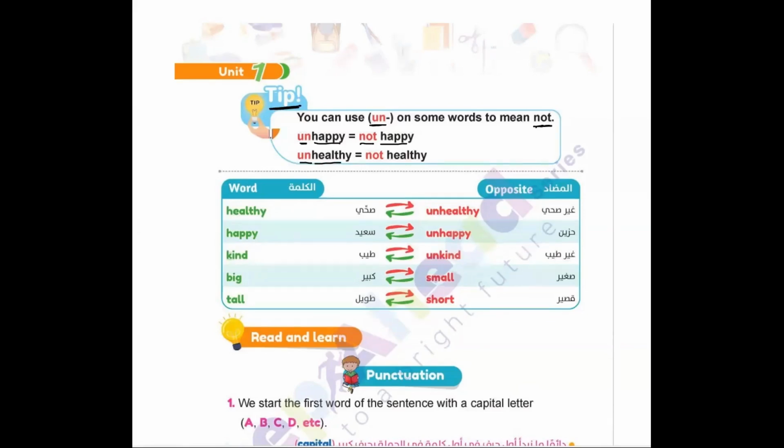Unhealthy, which means not healthy. So you can see that here we just add un to the adjective to give the opposite meaning. And here we have some words and opposites. Check here, words and opposites. Healthy, the opposite, unhealthy. Happy, unhappy. Kind, unkind. In all these words we just add un. And we have other words with opposites: big, small; tall, short.